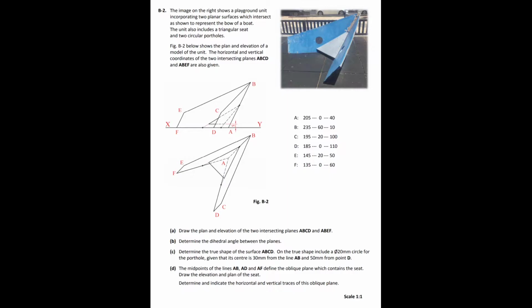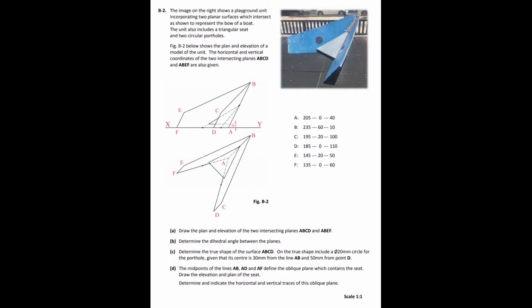the bow of a boat. The unit also includes a triangular seat and two circular portholes. Figure B2 below shows the plan and elevation of a model of the unit. The horizontal and vertical coordinates of the two intersecting planes ABCD and ABEF are also given. So they're the coordinates on the right hand side.